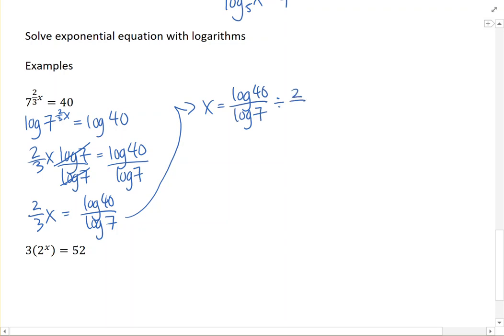Divide it by 2/3. So at this point, you can just use your calculator. So we have log 40 divided by log 7 divided by 2/3. And this, you should get 2.84. Okay, so there are many more decimals. Let's just round to the nearest hundredth here, okay? All right, next question.